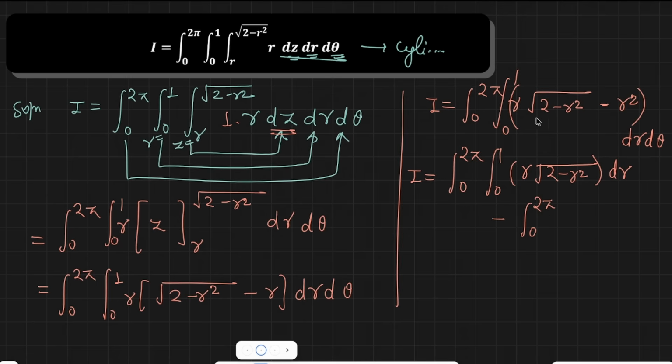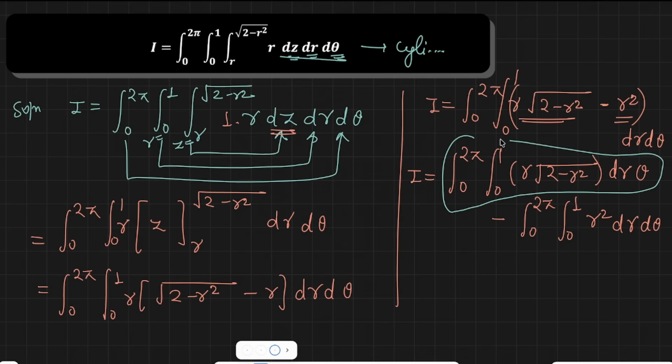I can break this integral again into two, so it will be 0 to 1 r square dr d theta. This is also d theta. Is it clear? Now from here I is equals to 0 to 2 pi. One more thing, from here this I can consider as I1, this is my I1 and this is my I2. So first I will solve I1.